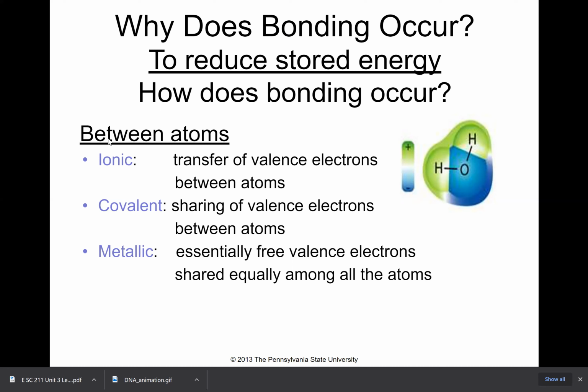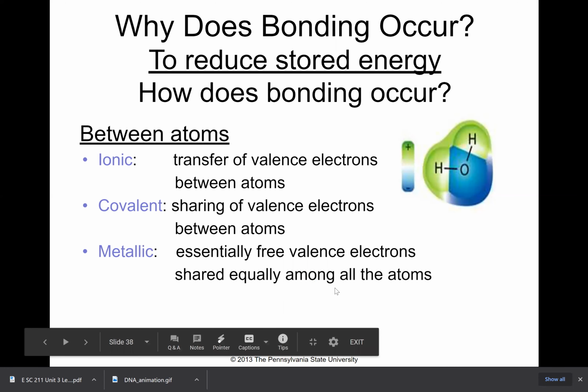How does it occur? Well, between atoms. So when you're making a molecule, you have bonding between atoms, and there are 3 main bonding types, and that's ionic, covalent, and metallic. Ionic bonds are when the valence electrons are transferred from one atom to another. Covalent bonds are when the valence electrons are shared between the atoms. And in metallic bonds, the valence electrons are essentially free and shared equally among all the atoms.